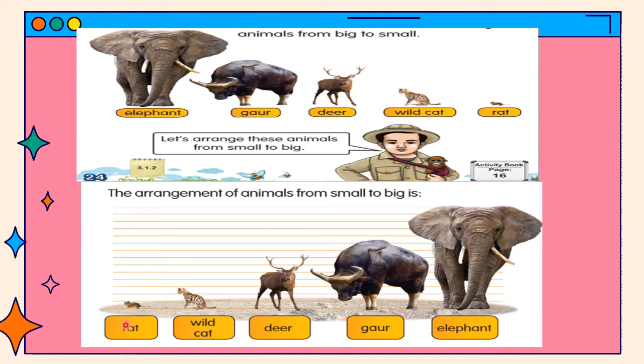First is the rat. The rat is very small. And then the wildcat. And then the deer. And then the goat. And the elephant is the biggest. Do you understand about the topic, class? Okay, very good. So now let's take a look at the next one for a simple exercise.